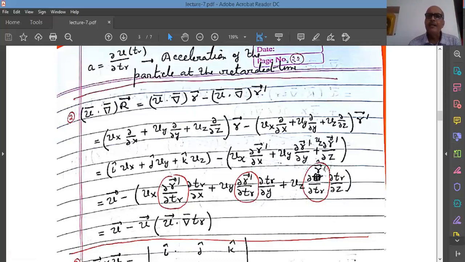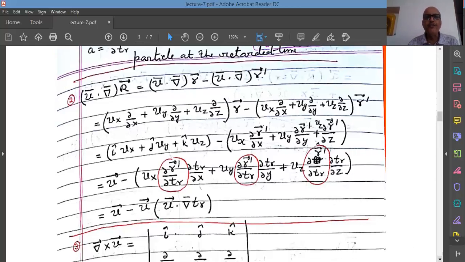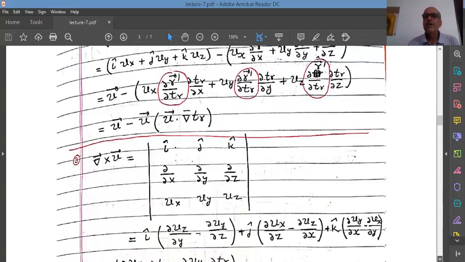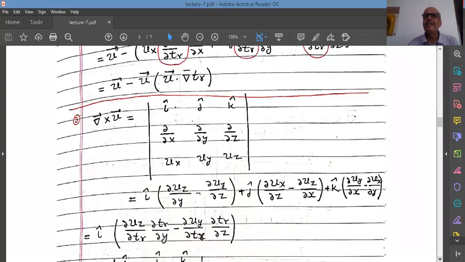Then what will happen? Del r dash over del tr is the rate of change of retarded position of the particle with reference to the retarded time. So that is the velocity. So we will take it out, and inside the bracket we have vx del tr over del x plus vy del tr over del y plus vz del tr over del z. Combine them together and they become v dot gradient of tr. So our second term now becomes minus v into v dot gradient of tr.